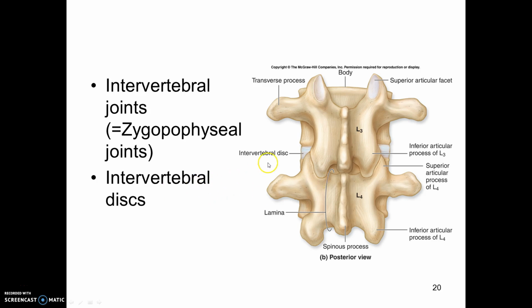Now the intervertebral discs are shown here between the bodies, and that's a layer of fibrocartilage. We'll talk about the structure of the disc in a little more detail here in a second.